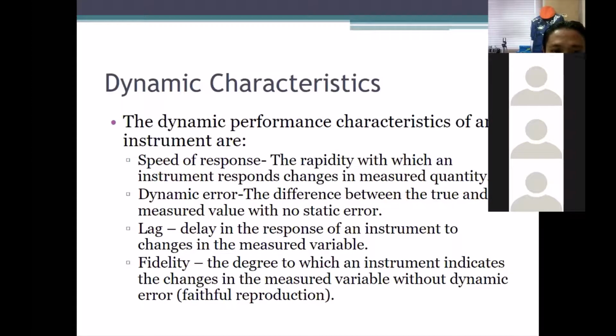So on the dynamic performance characteristics of the instrument, we can measure the following. One is the speed of response. The second is the dynamic error, lag, and fidelity. For example, like this, we give a step. This is our step input. So this is our output, for example, like this.